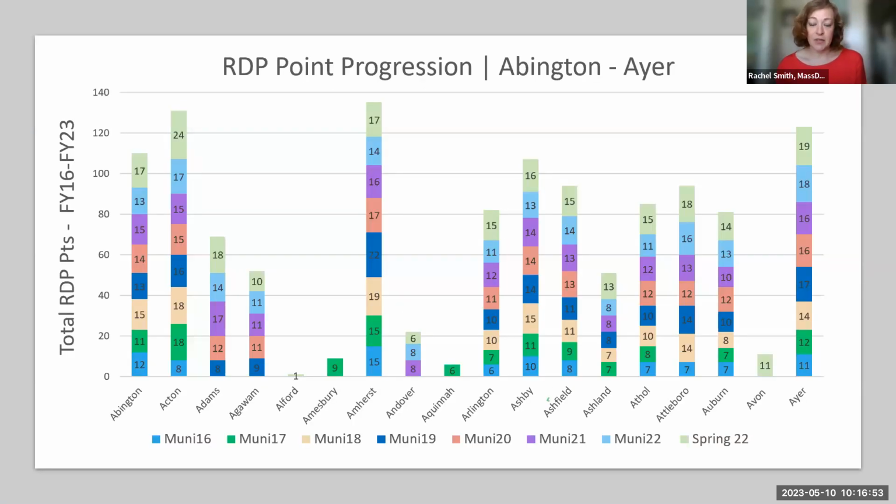This slide is another view. It provides data for a subset of municipalities. We just went through Abington through AIR. In the past, you can see that most municipalities were stagnant, or sometimes they even lost points over time. Last year was different. As we expanded the categories and offered more options, most municipalities were able to increase the number of points they earned. And you can even see 2 new municipalities coming onto the scene, Alfred and Avon.